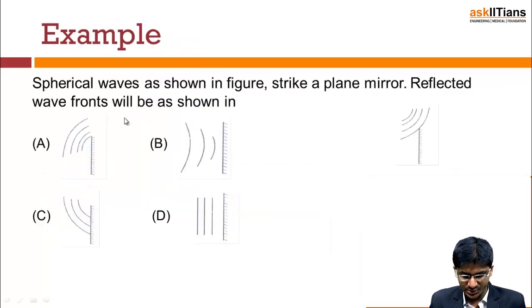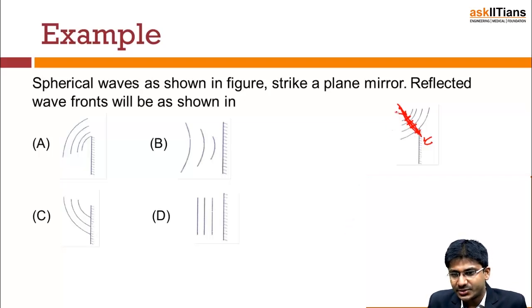Now see, we have a question here. Spherical waves as shown in the figure strike a plane mirror. This is a wave. It's striking this plane mirror. What kind of wavefront will the reflected wavefront be? Now you can draw the light rays here. If you try to draw, a light ray is coming like this, right? How do we know the light ray is like this? Because we have drawn perpendicular to this, perpendicular to this, perpendicular to this, perpendicular to this. So when you join, you will get this direction.